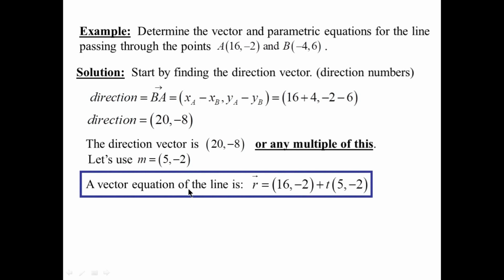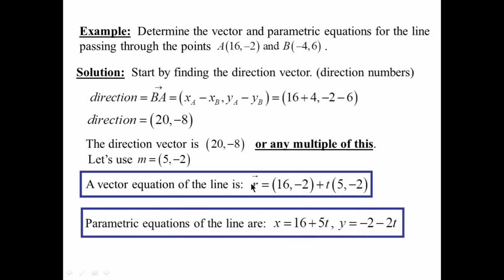A vector equation of the line is, notice it says a vector equation because answers may vary here. We just have to pick a point on the line. I picked (16, -2) plus some multiple of the direction vector, t times (5, -2). This is a vector equation. I could have used (-4, 6) right here. And parametric equations are derived from here. x equals 16 plus 5t. y equals negative 2 minus 2t.